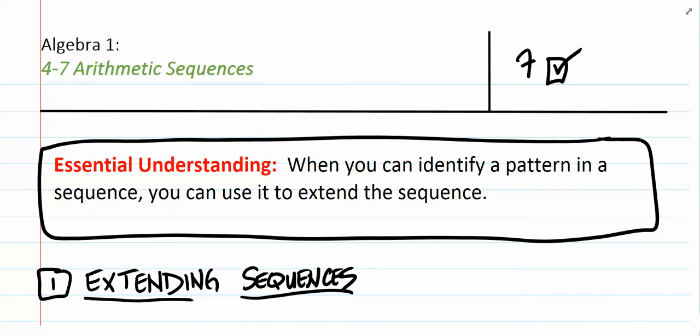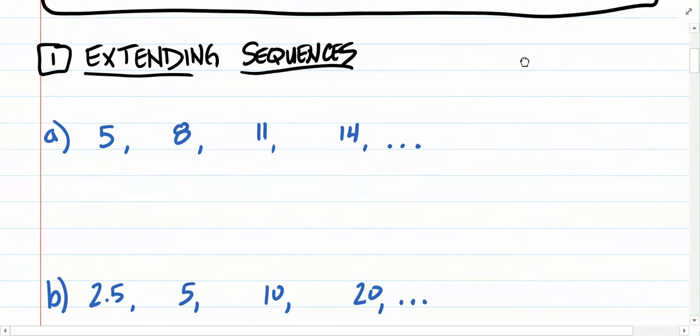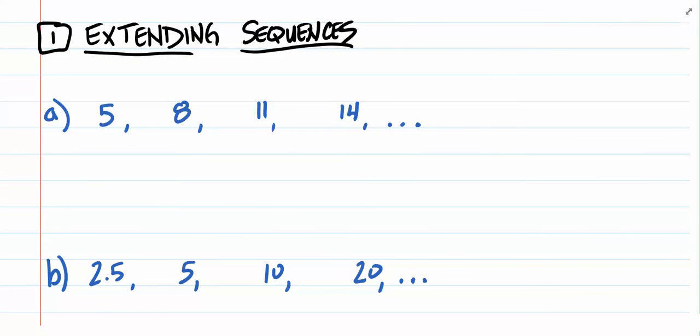There's 7 boxes. The essential understanding in this lesson is that when you can identify a pattern in a sequence, you can use it to extend the sequence. So that's what we're going to be learning today. Let's talk about the first box here, which is going to be called extending sequences.